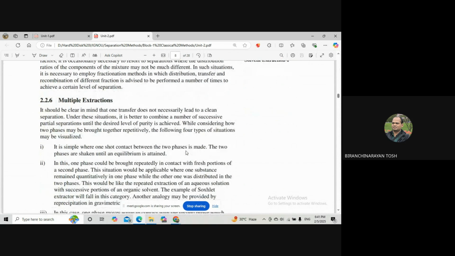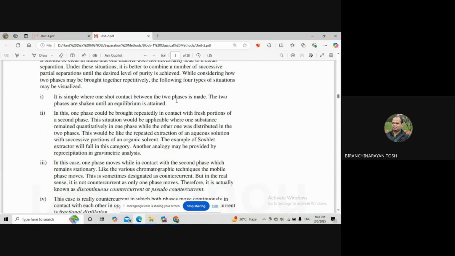Then the multiple extraction. In simple extraction, one short contact between the two phases is made. The two phases are shaken until the equilibrium is attained. So in multiple extraction, the two phases are brought together repeatedly. The following four types of situation may be visualized. When you are checking the first one, the two phases will be in contact with each other, so you have to check this till the equilibrium is attained.